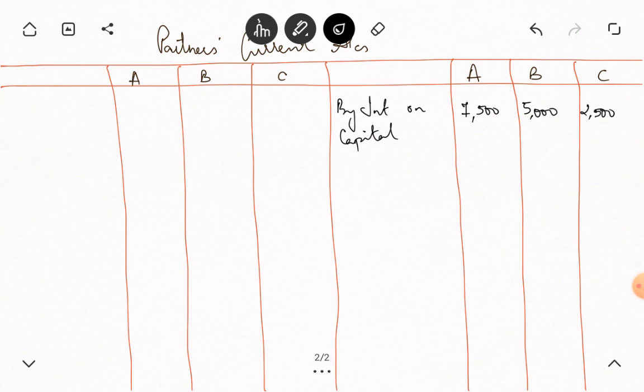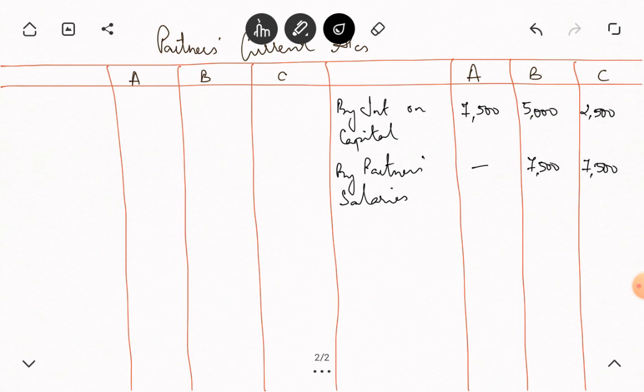And the next item in the profit and loss appropriation account is your partners' salaries. So let's write that also down by partners' salaries. A is not receiving any salary, B and C are receiving equal amounts of salary, rupees 7,500 each.